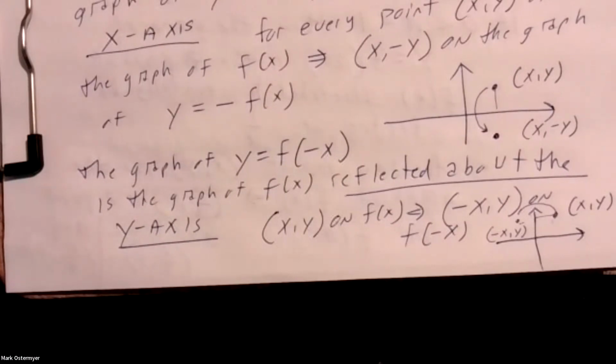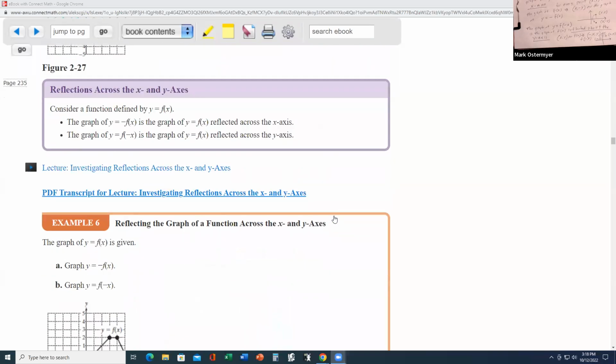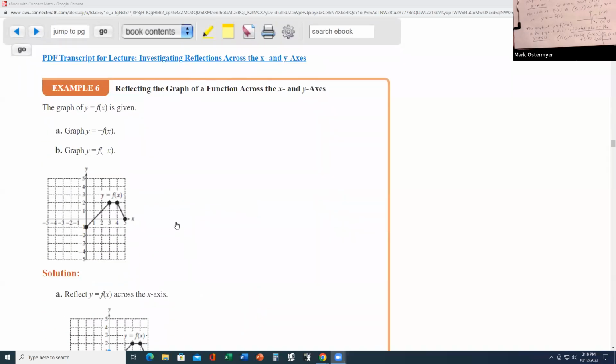And example 6 will enable us to experience some of these reflections that could occur. So example 6 in section 2.6 now in your textbook. So let's go to example 6. Here it is. All right, so ladies and gentlemen, I give you the graph of some parent function f of x. It is this graph that is shown here.